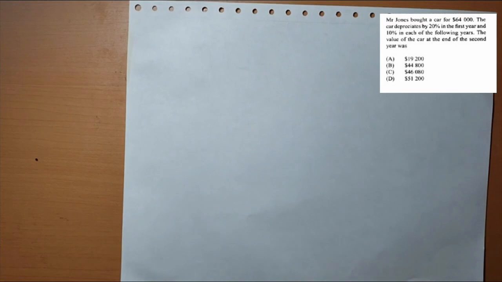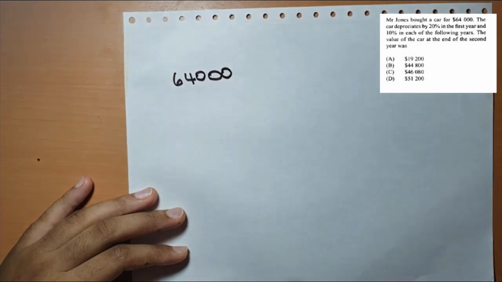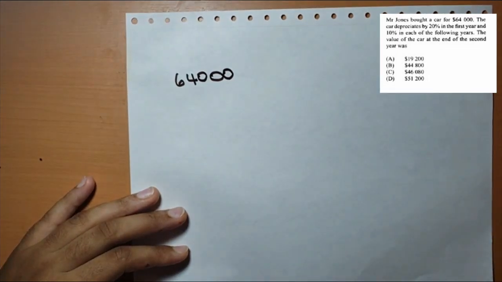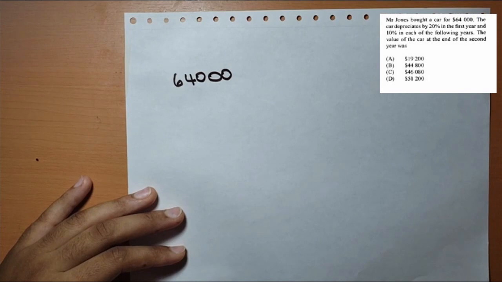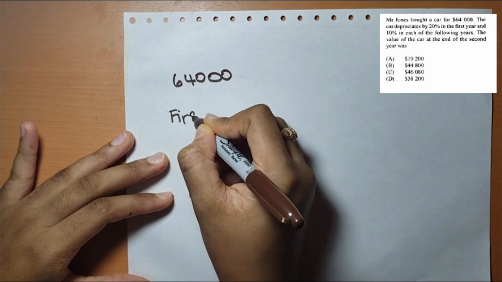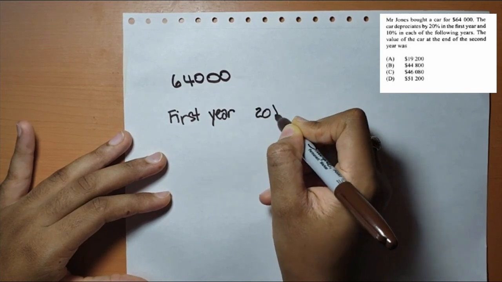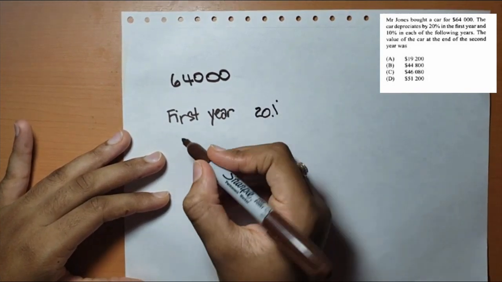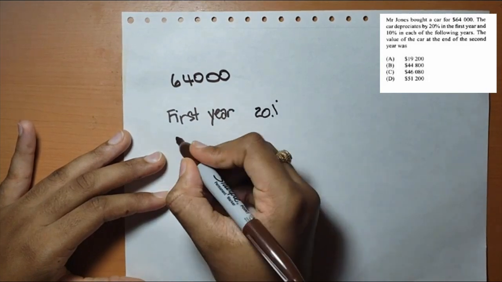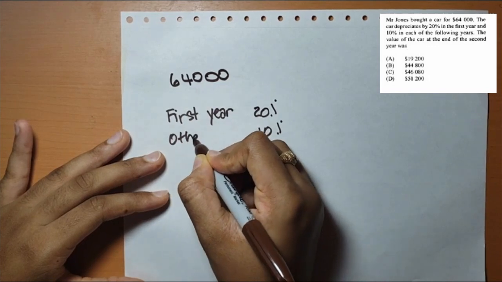Okay, so Mr. Jones bought a car for $64,000. Right? The car depreciates by 20% in the first year and 10% in each of the following years. The value of the car at the end of the second year was, we need to find that out. So it says that in the first year, it's going to depreciate by 20%. And every year after that, second, third, fourth, fifth, is going to go by 10%.